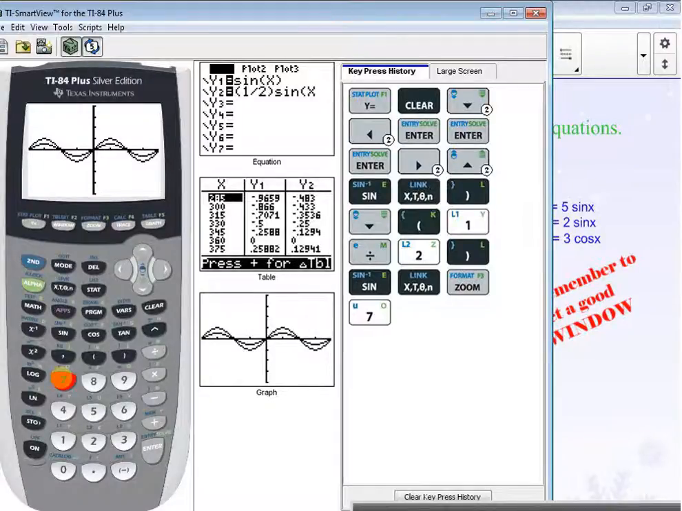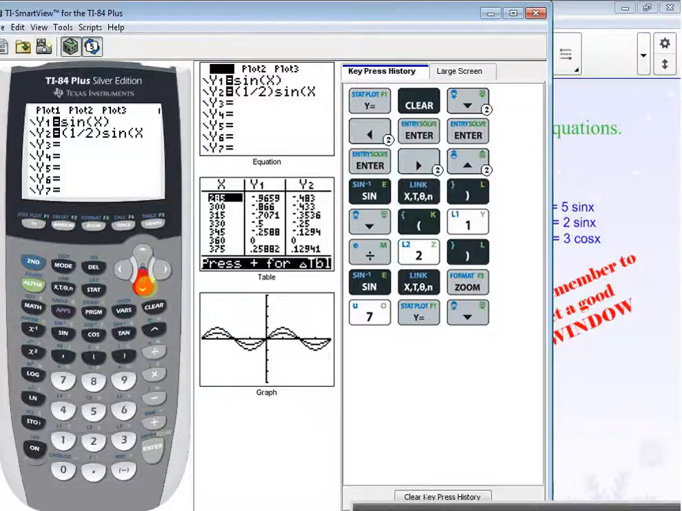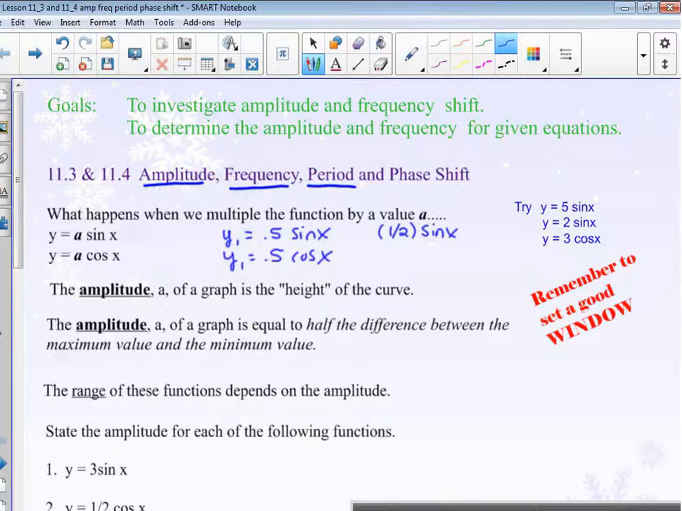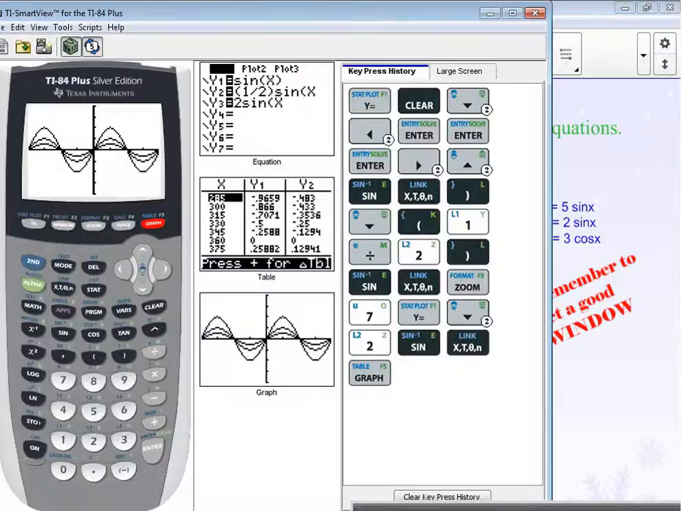So the 0.5, you should notice, has a different height. When we change that, it's going to change its height. If I change this to 2 sine x, see how the height changes to be greater. So we call that the amplitude. The amplitude A of a graph is the height of the curve. If you try y equals 5 sine x, 2 sine x, and 3 cosine x, the same thing would happen. Does the same thing happen when we put cosine in?